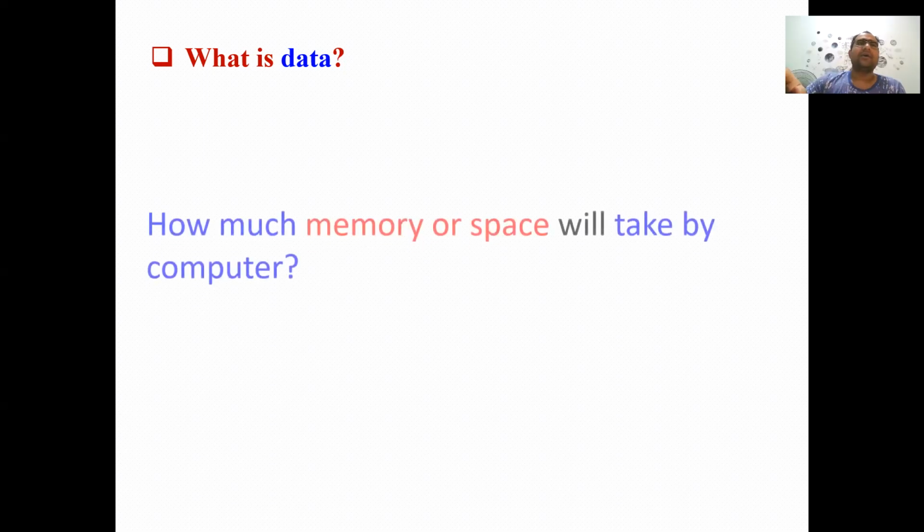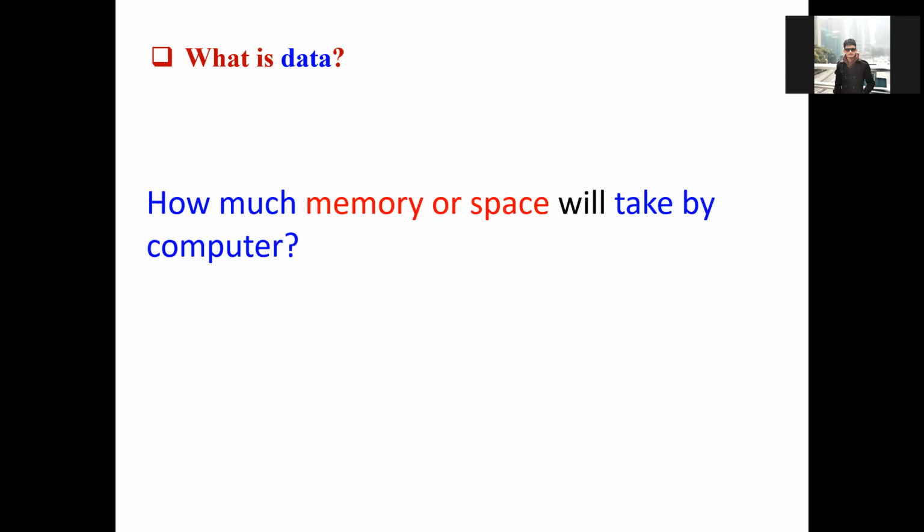Okay. Data are facts or statistics that can be put together for analysis. Data is one kind of information. What is data? Data is like how much memory or space will be taken by the computer. What we understand and what the computer understands is different, right? In computer, the computer understands the data as how much memory or space will be taken. You put the data and it is only defined by the memory or space, right?